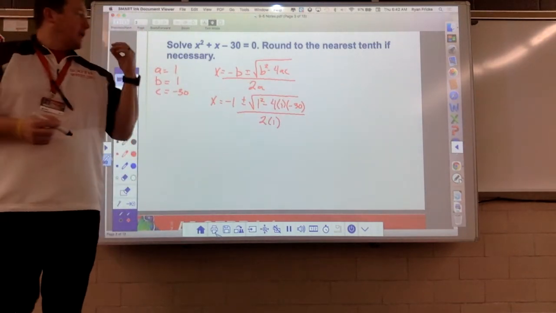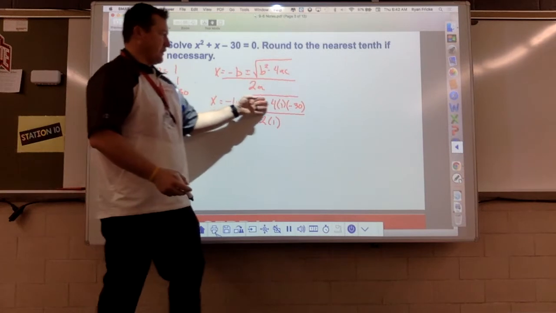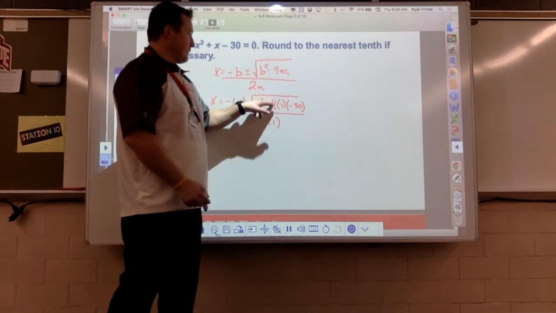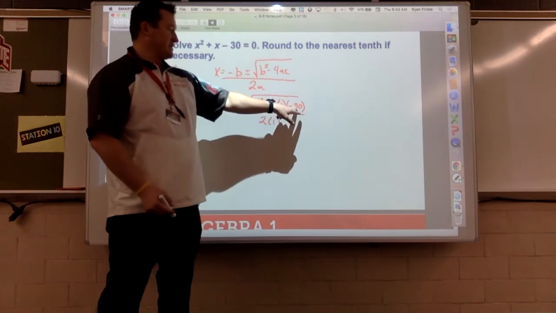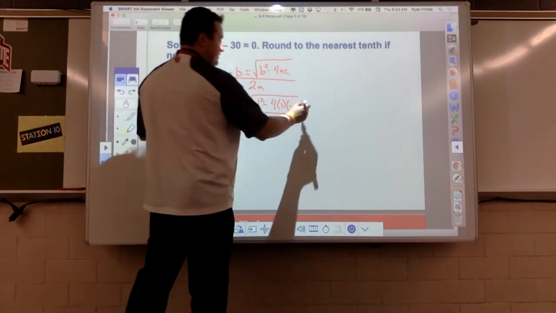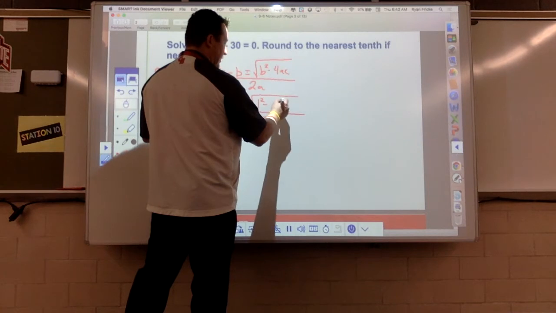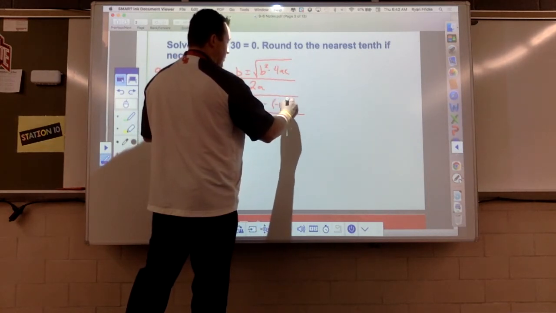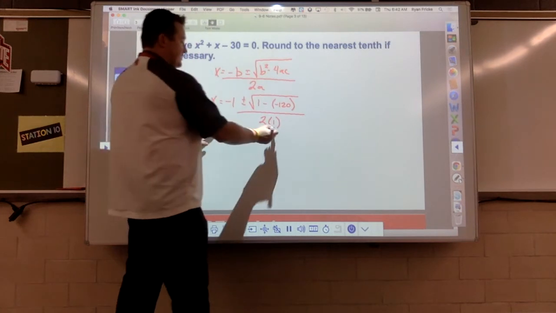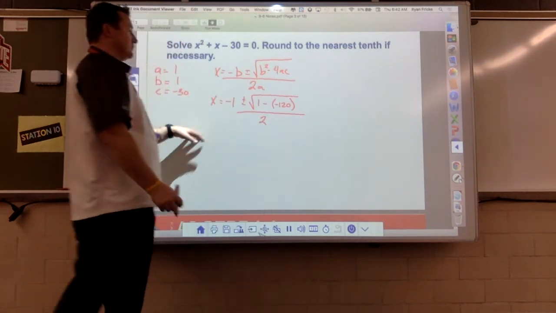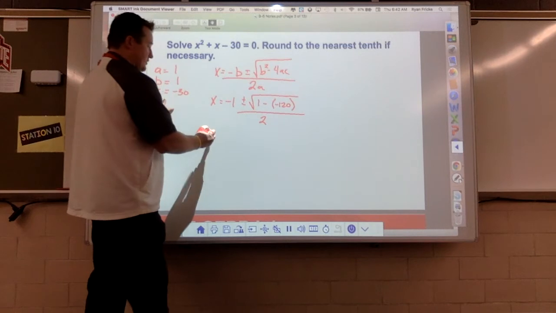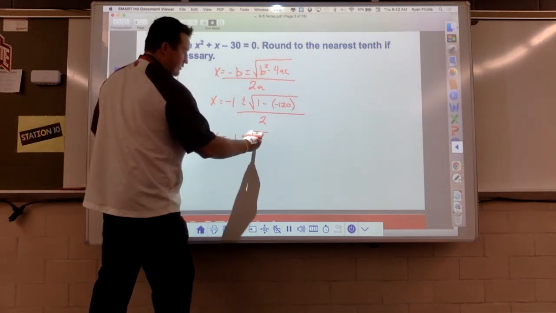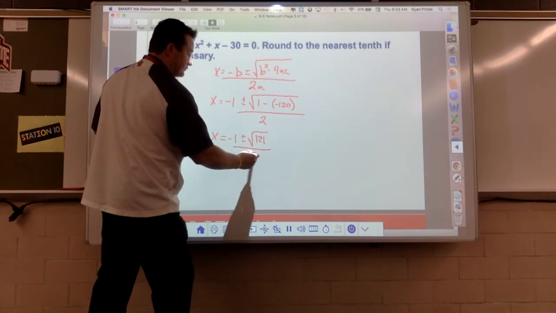Okay. Again, I'll simplify a little bit in here. So 1 squared, of course, we know that's just 1. 4 times 1 is 4. 4 times that is negative 120. So this is going to be 1 minus negative 120. Of course, the denominator is just going to turn into 2. All right, and we're getting closer. x equals negative 1 plus or minus the square root of 121 over 2.